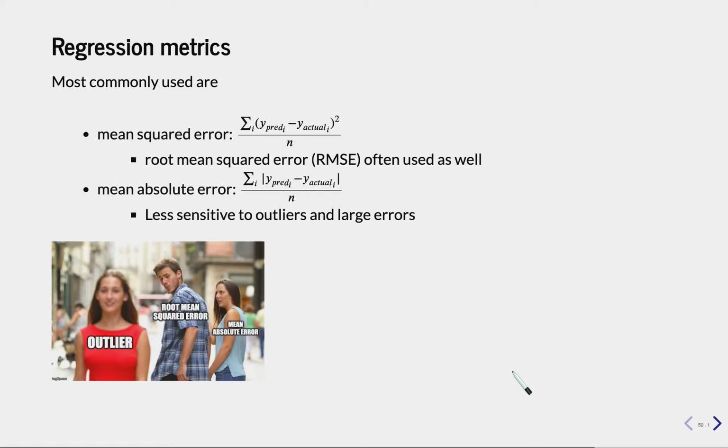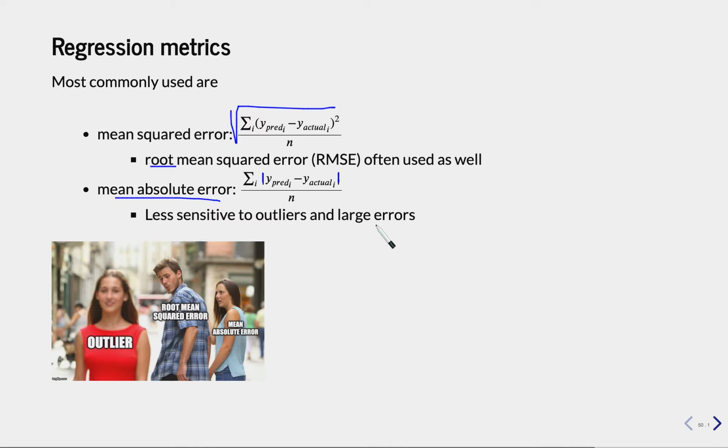Okay, let's now turn to some regression metrics. First of all, the most commonly known one is the mean squared error, or the root of this, which is simply the root mean squared error. This is simply the predicted value minus the actual value for every point, squared. And another way of doing this is to take the absolute value of the difference between the prediction and the actual value. And this is called the mean absolute error. The main benefit of this is that this is less sensitive to outliers and large errors.